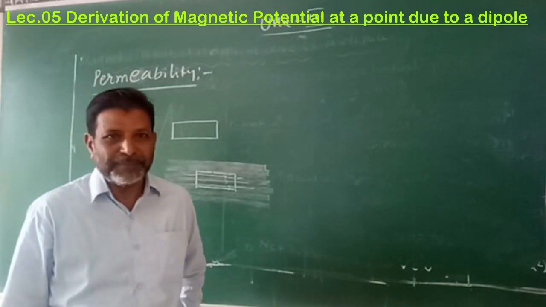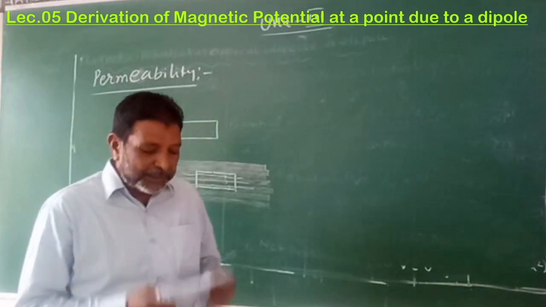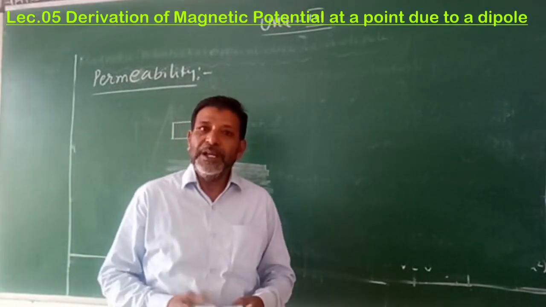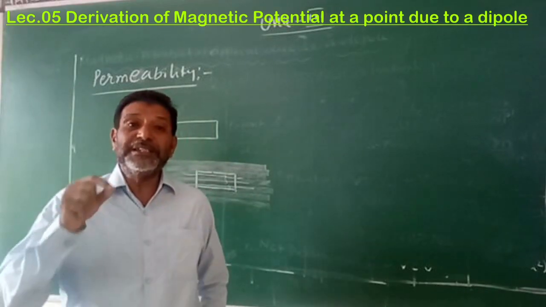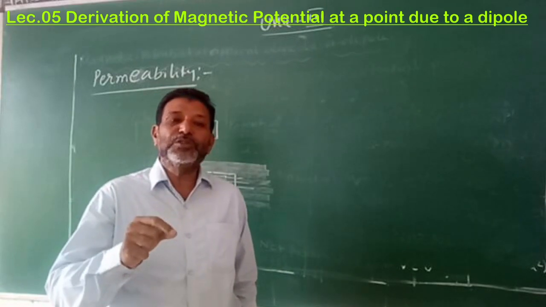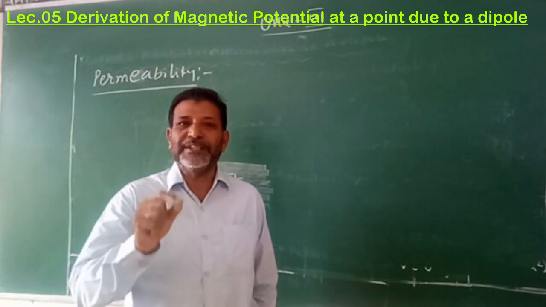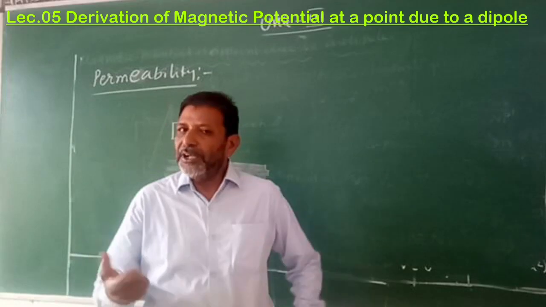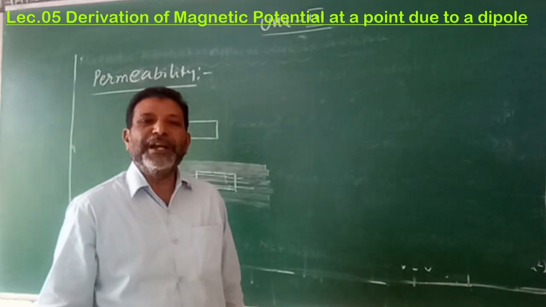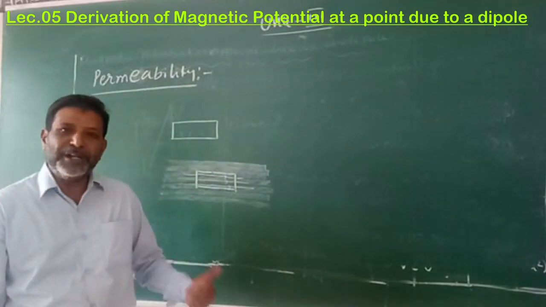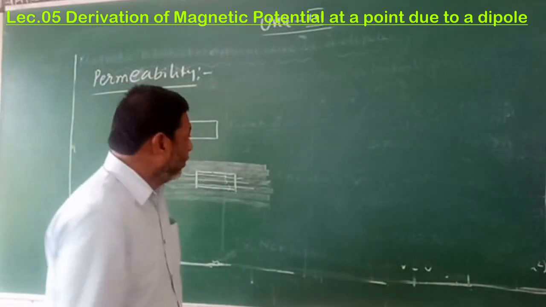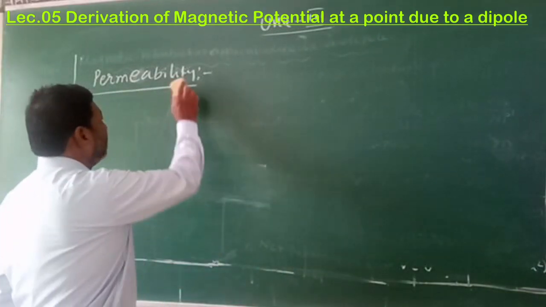The permeability. Now, once again, I repeat the definition of permeability. Permeability of a material is its ability to allow the magnetic lines of force to pass through it. The different materials have different ability to allow the magnetic lines of force, hence different materials have different permeability. This is the definition of permeability.